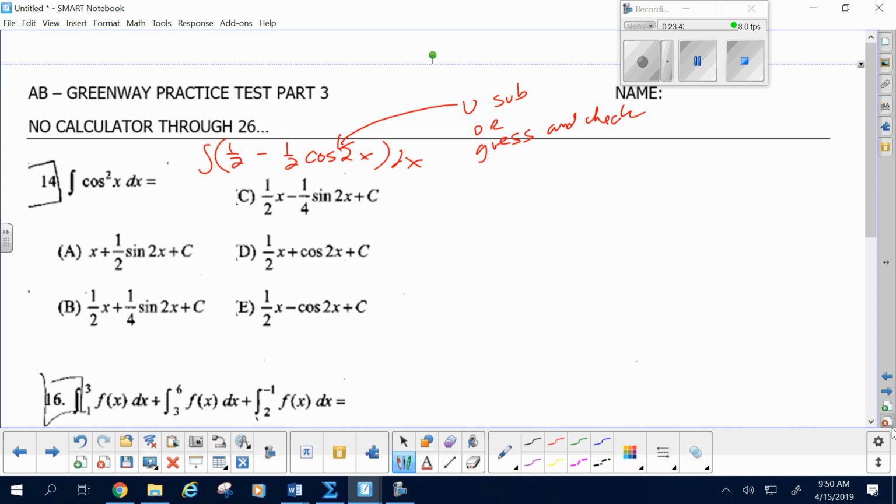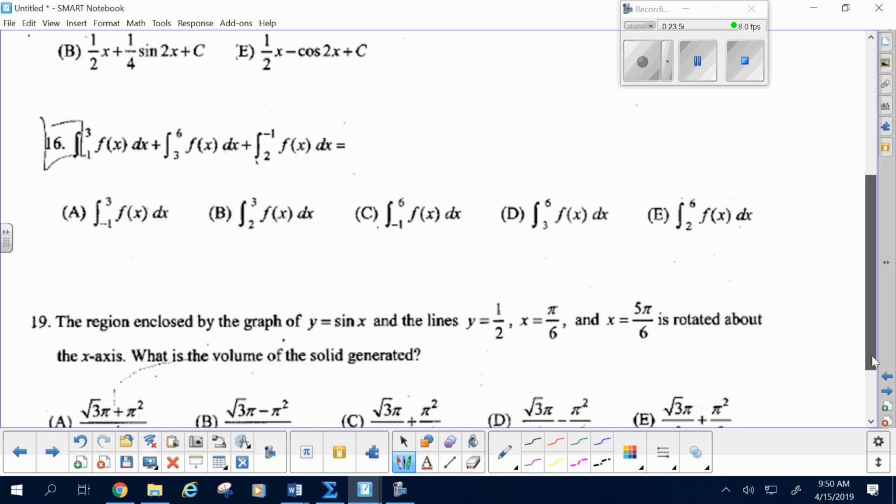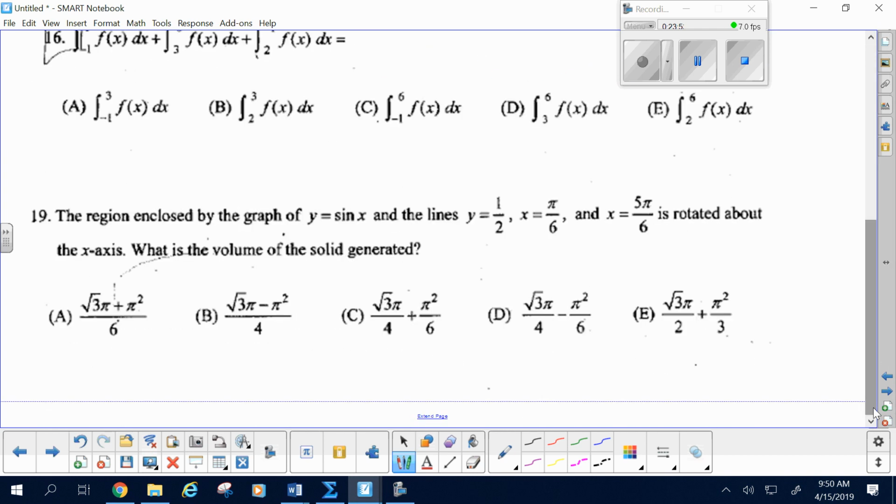All right? 16, I only had 4 people miss 16, so I feel like that was good. 17 was a bit of a humdinger. That said, I only had 5 people miss it, so it was really good. But the idea was it was washers. The setup was pi times the upper, sine of x, squared minus the lower, 1/2, squared, from pi over 6 to 5 pi over 6.